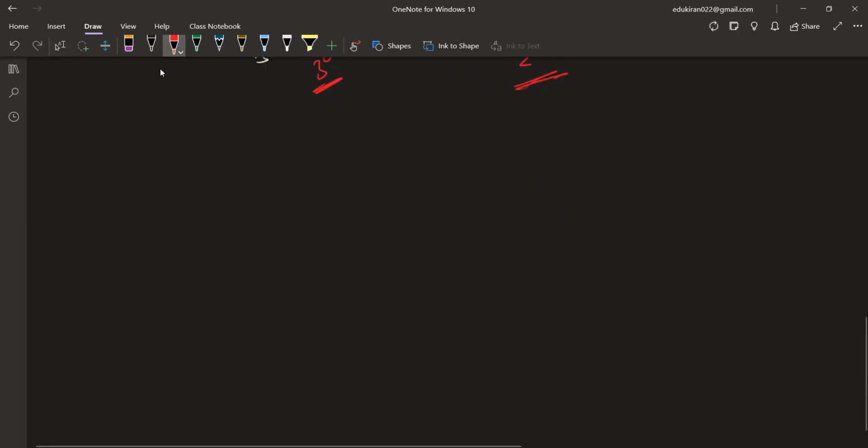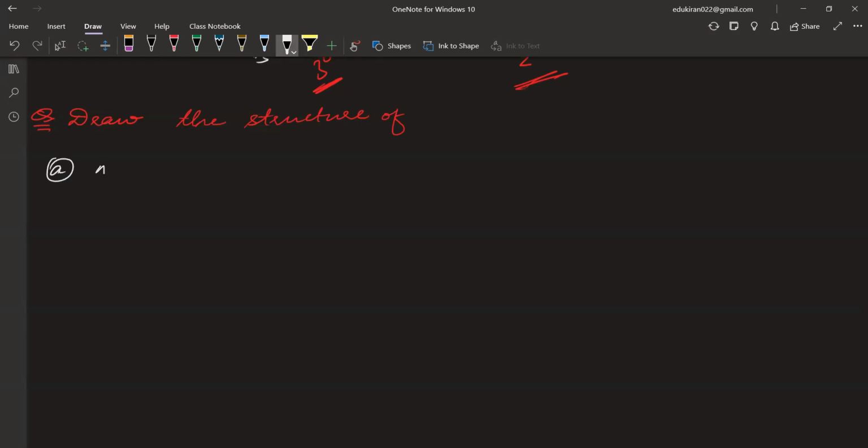Write a question. Draw the structure of neopentyl bromide. Remember these examples.